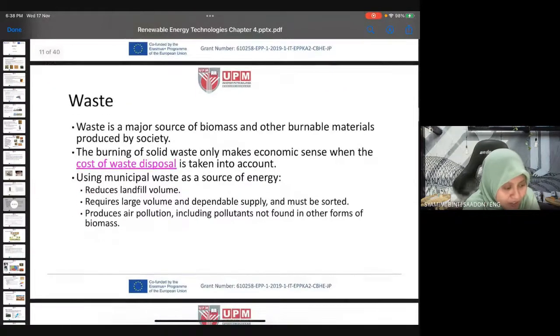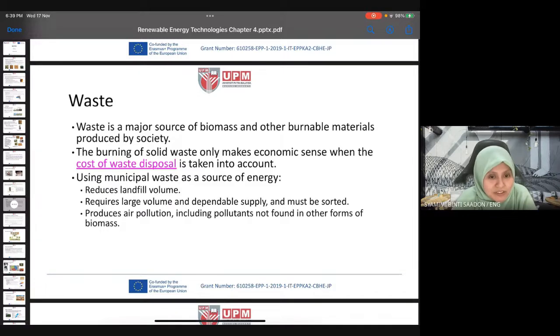And then waste. Another type of biomass is waste, of course. Waste is one of the major sources of biomass as well, and other burnable materials produced by society, by us. So burning solid waste only makes economic sense, means valuable, if the cost of waste disposal is taken into account as well, because this waste we need to burn, to dispose. So that comes with cost.